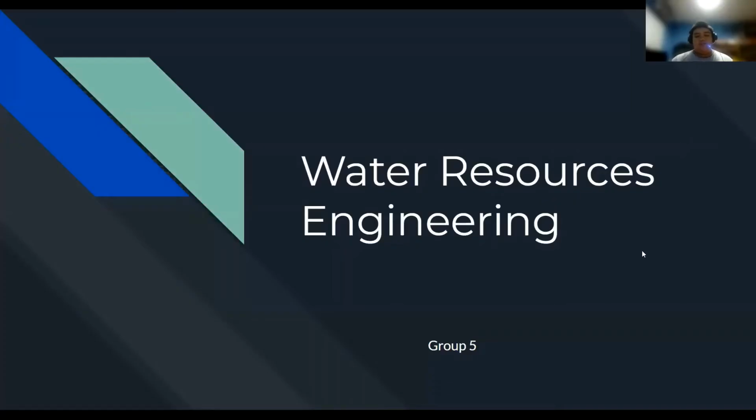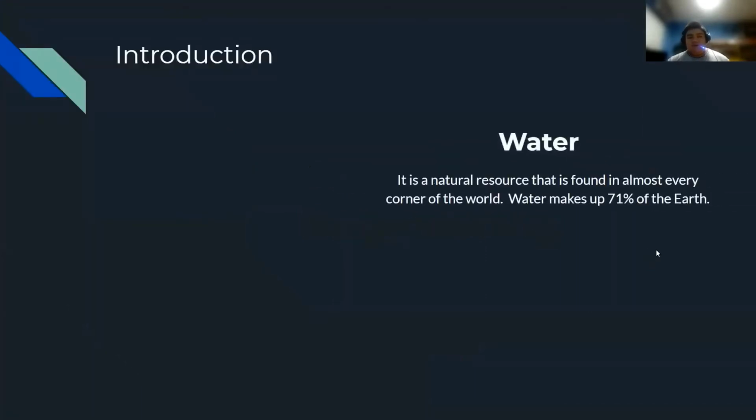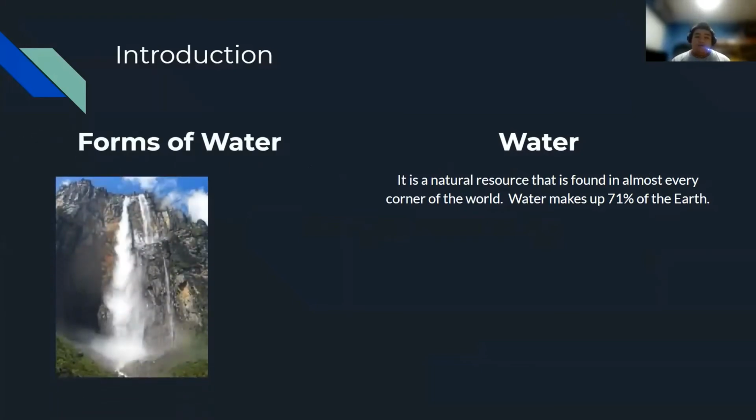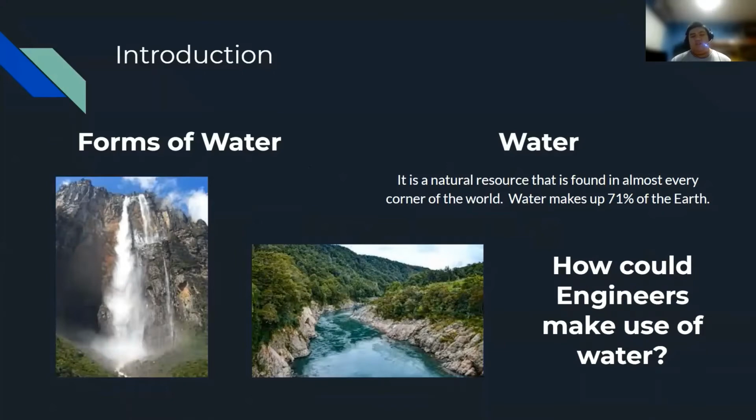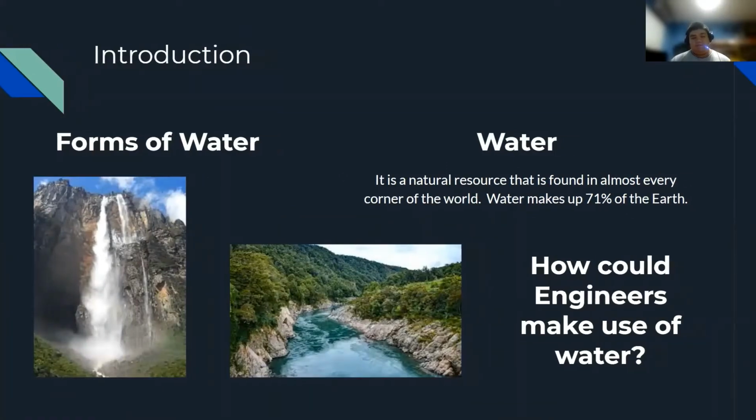Greetings, our topic for today is about water resources engineering. The introduction. Water. There is water everywhere. It is a natural resource that is found in almost every corner of the world. Water makes up 71% of the earth. There are different forms of water, like waterfalls and rivers. And you might think to yourself, how can we make use of these natural resources? How can an engineer make use of this? This is the question we are tackling today.